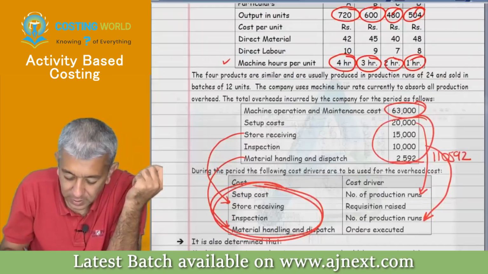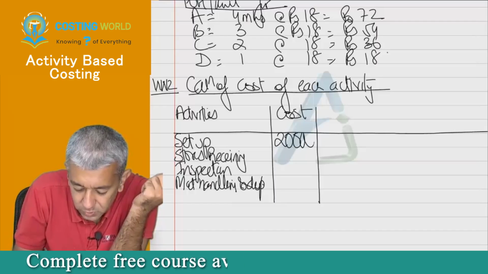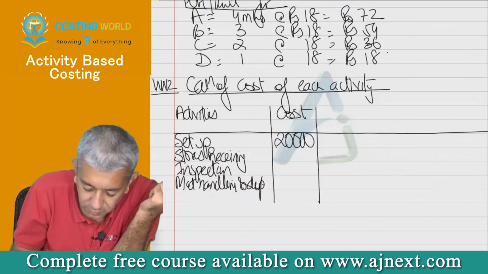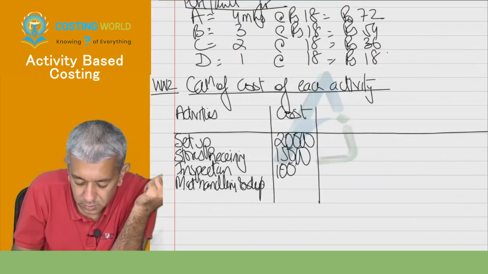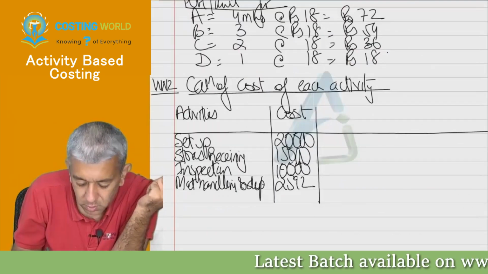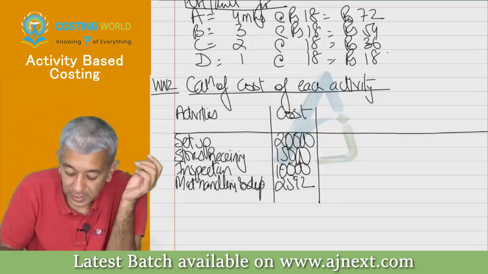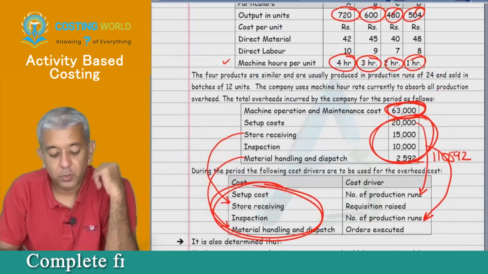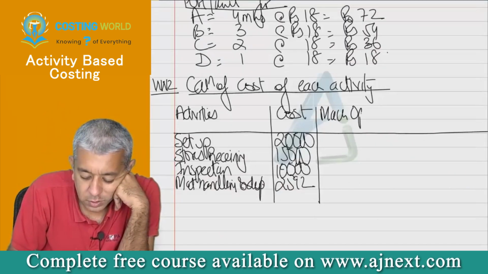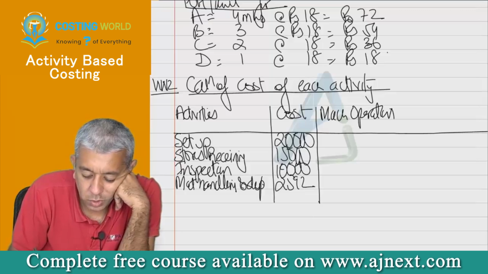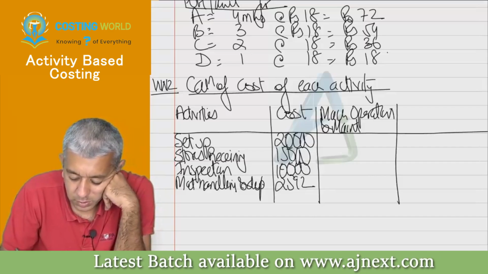Now, their own cost, I am writing these particular numbers: 20,000, 15,000, 10,000, 2592. But there is one other cost that has to be given to them, that is this. So therefore now I am writing machine operation and maintenance.